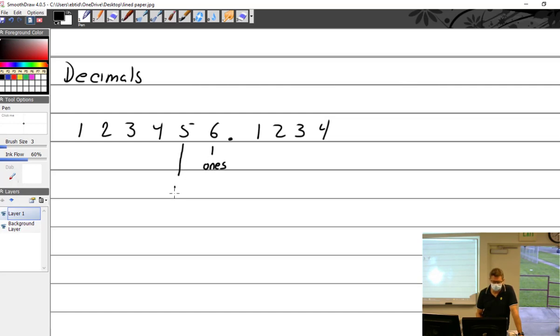What is this one? Tens. This one is the thousands. No, the tens? Tenths. So we have to spell it correctly: T-E-N-T-H-S. Tenths. Then that makes this one the hundredths.